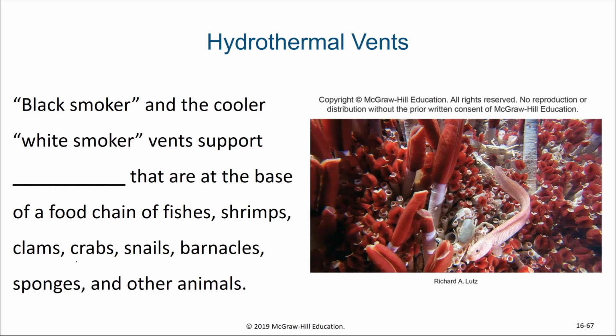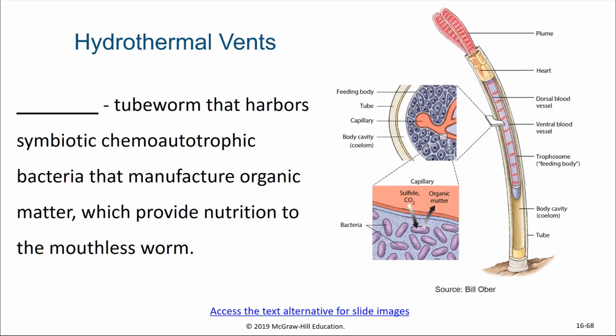There are a few different types of hydrothermal vents, including black smokers and white smokers, and they support bacteria that are the base of a food chain of fishes, shrimps, clams, crabs, snails, barnacles, sponges, and other animals. There's amazingly rich diversity at these deep-sea hydrothermal vents. Many of the hydrothermal vents are dominated by tube worms, like this image pictured. The main genus of these tube worms is Riftia.